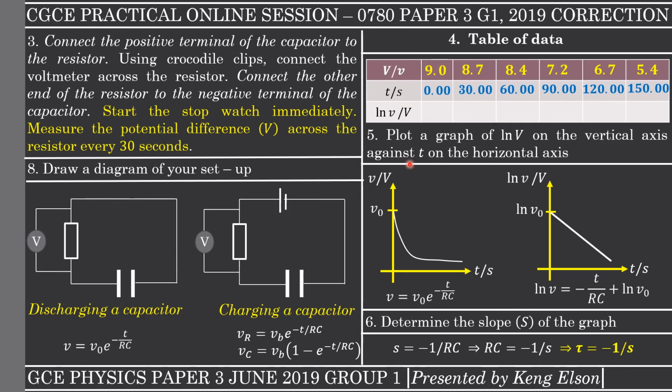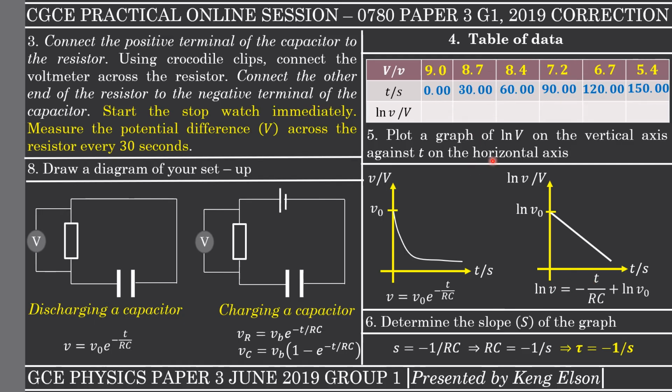Okay, so if I'm plotting a graph of V against T, this graph is going to begin with V from V0 and then it's going to decrease exponentially with time. But anyways, that's not our major concern. Our major concern is plotting the graph of ln V against time.